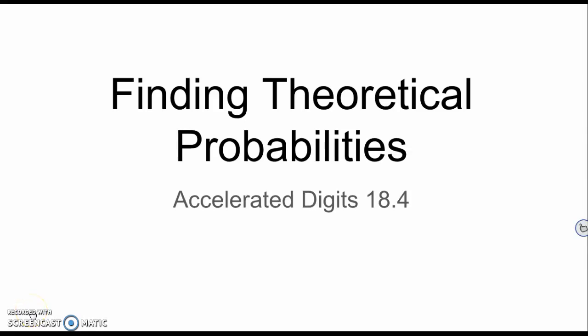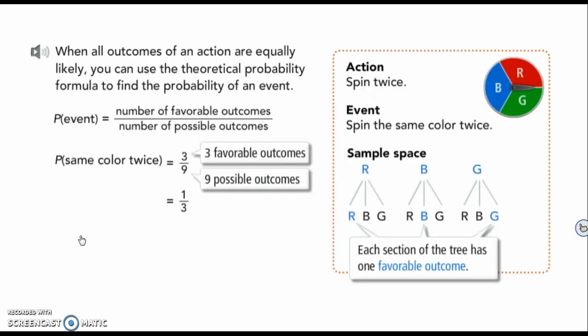Today's lesson is on finding theoretical probabilities. When all outcomes of an action are equally likely, you can use the theoretical probability formula to find the probability of an event. The probability of an event equals the number of favorable outcomes over the number of possible outcomes.